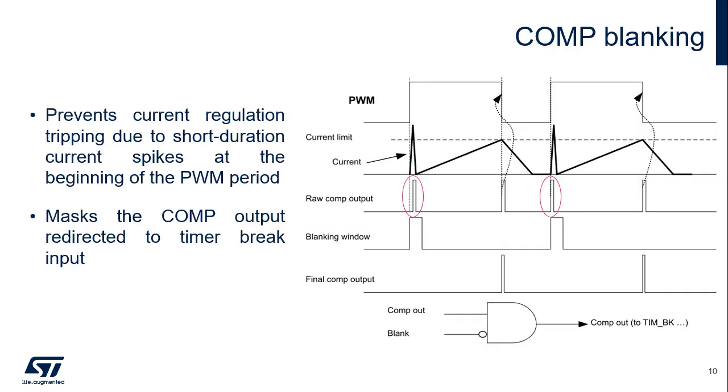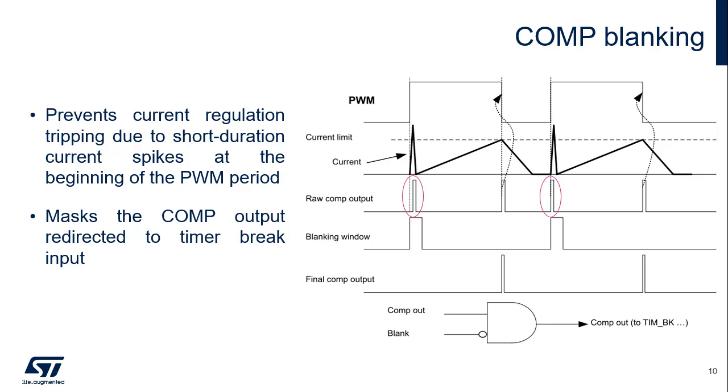The comparator can be used in the cycle-by-cycle regulation loop for monitoring the peak value of the current flowing into the load. The purpose of the blanking function is to prevent incorrect current regulation tripping due to short-duration current spikes at the beginning of the PWM period.